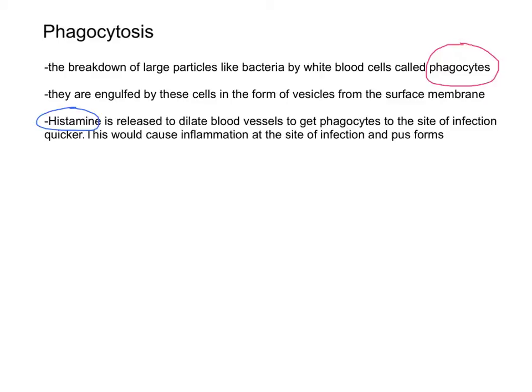a collection of pus forming at that site of infection. Now pus actually is just dead pathogen, or dead pathogen and organism causing disease. So dead bacterial cells and phagocytes collectively we call pus, and that starts to form at that site of inflammation. So in phagocytosis we're basically just breaking the bacteria down using the phagocyte cell to do it. So what I'm going to do is draw out as best as I can what happens and explain the process as we go along.